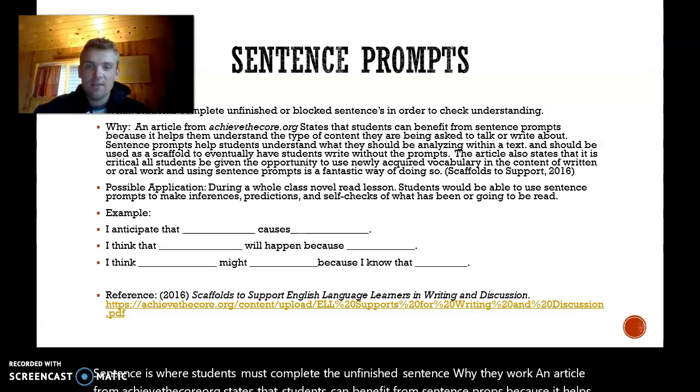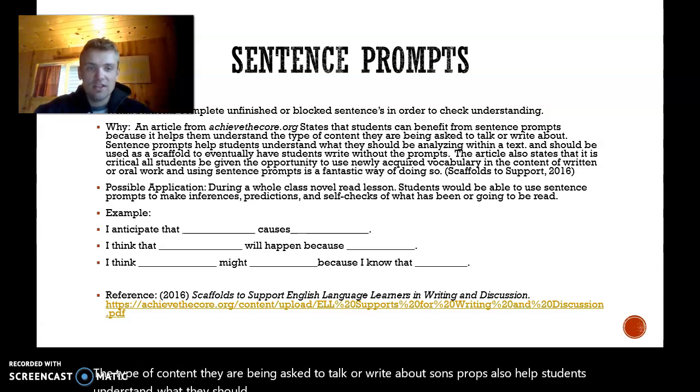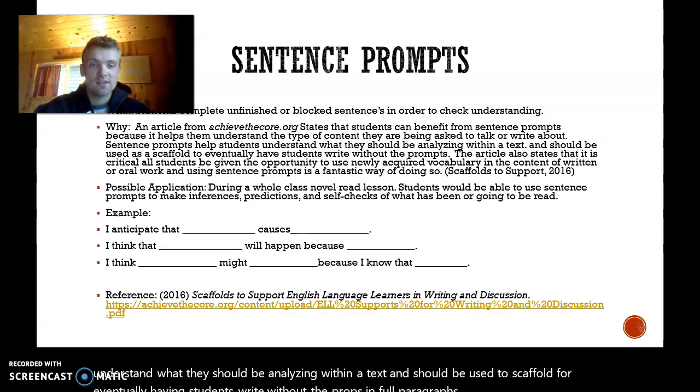understand the type of content they are being asked to talk or write about. Sentence prompts also help students understand what they should be analyzing within a text and should be used to scaffold for eventually having students write without the prompts in full paragraphs or just complete sentences.